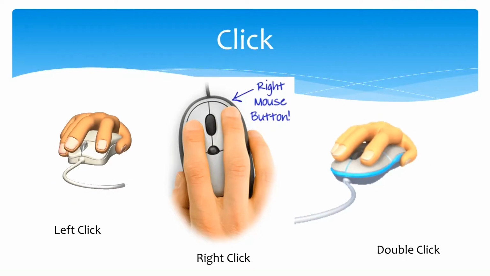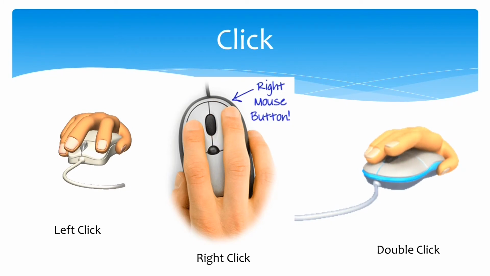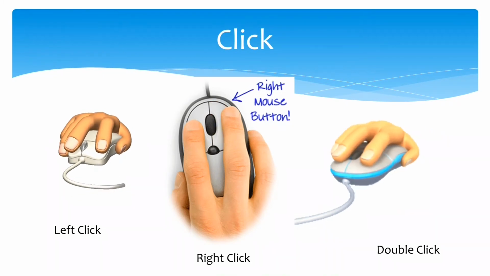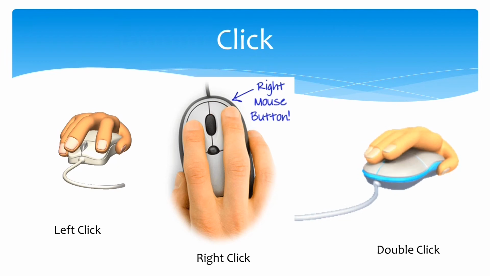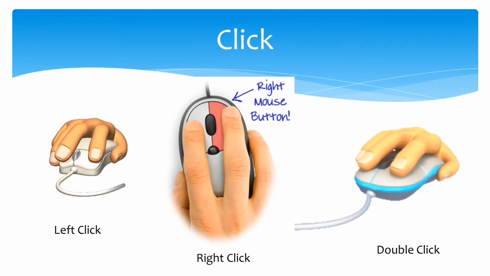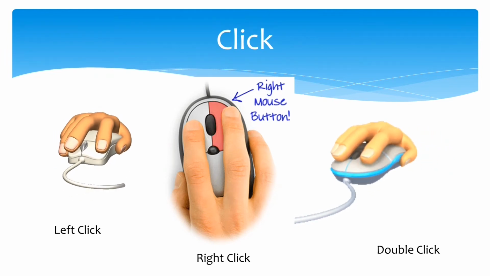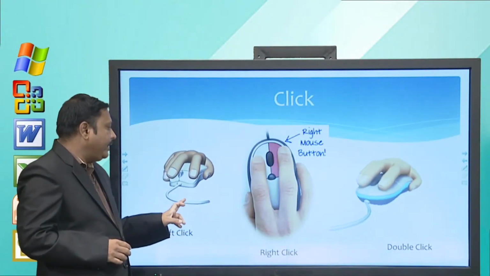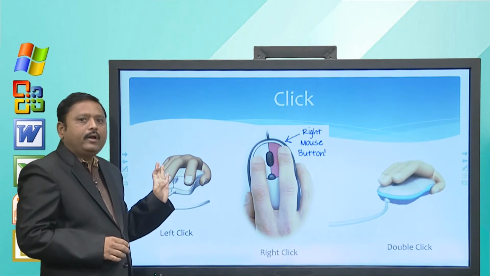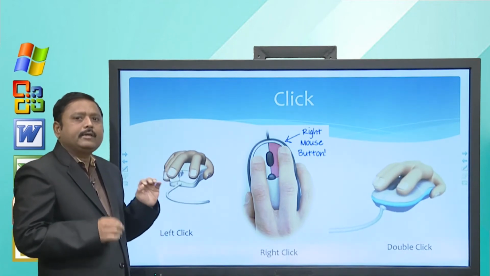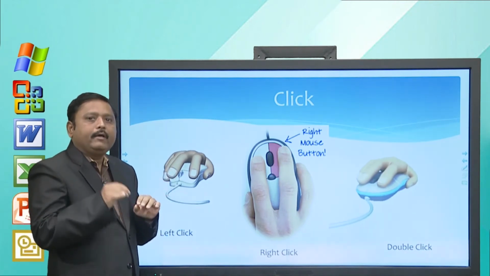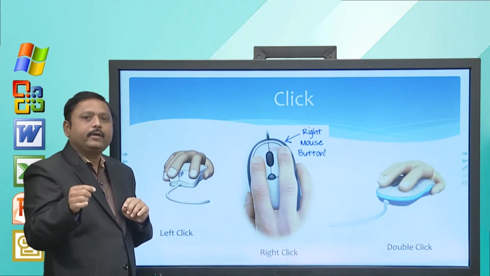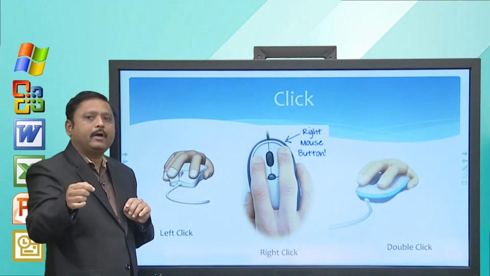Now, in your text, many times it is said left click or simply click, right click or double click. So, how to do that? You can see on the screen. In left click, you have to press your left mouse button. This is sometimes called click only. When I say click, it means you have to press your left mouse button.